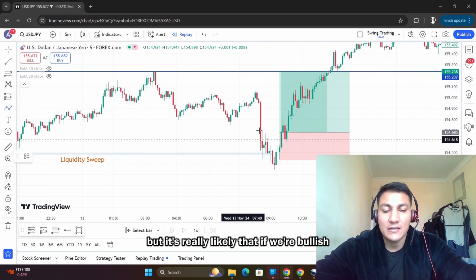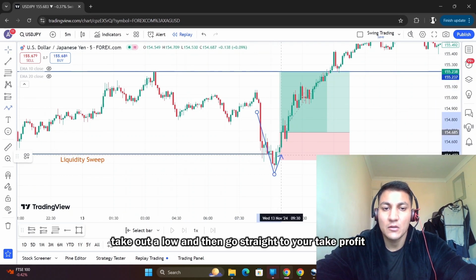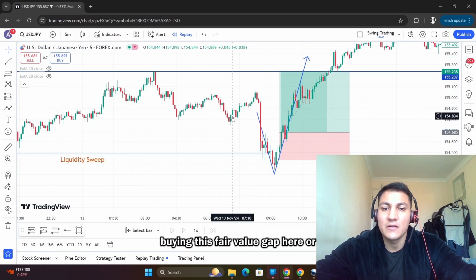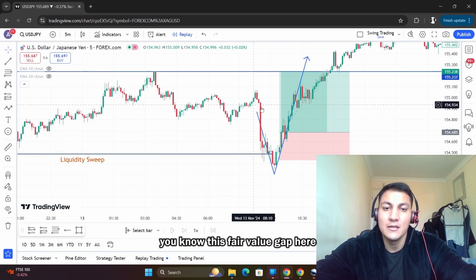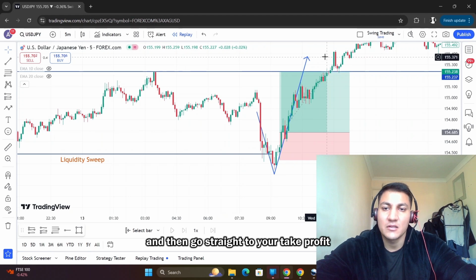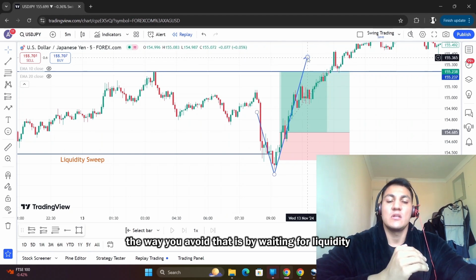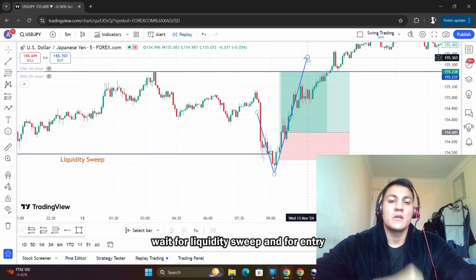But it's really likely that if we're bullish, price will come, take out a low, and then go straight to your take profit. And usually you're probably buying this fair value gap here, or this fair value gap here. Price comes, takes you out, and then goes straight to your take profit, and then you get angry. The way you avoid that is by waiting for a liquidity sweep. I always wait for a liquidity sweep.